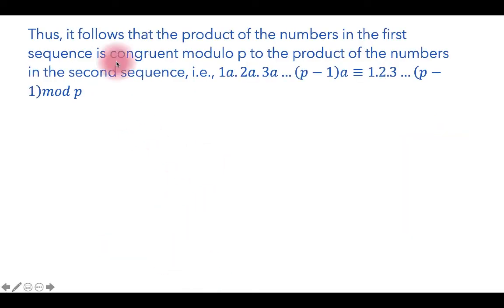Thus, it follows that the product of numbers in the first sequence, that is the product 1A, 2A, etc., P minus 1A is congruent modulo P to the product of numbers in the second sequence. The product of numbers is 1 into 2 into etc., P minus 1. Hence we have the relation 1A, 2A, etc., P minus 1A congruent to 1 into 2 into etc., P minus 1 modulo P.